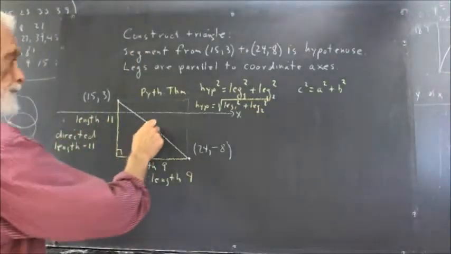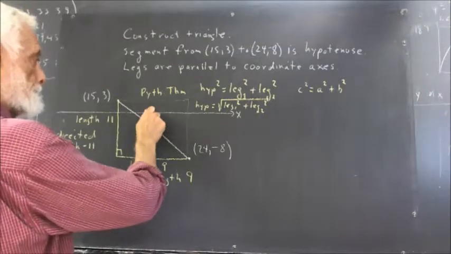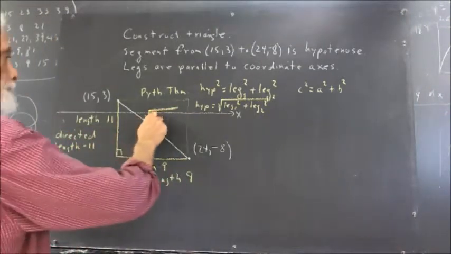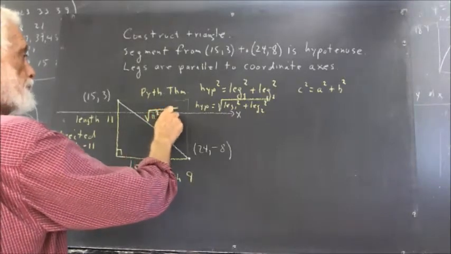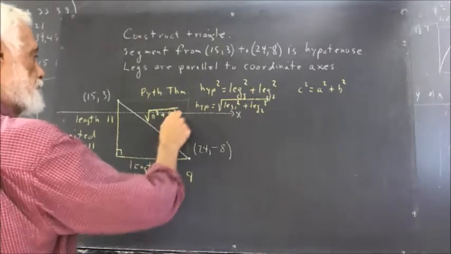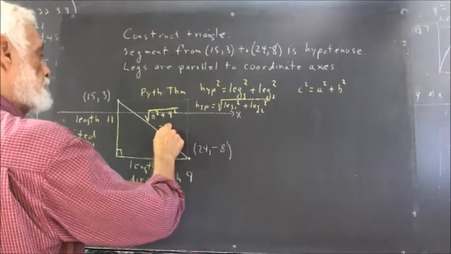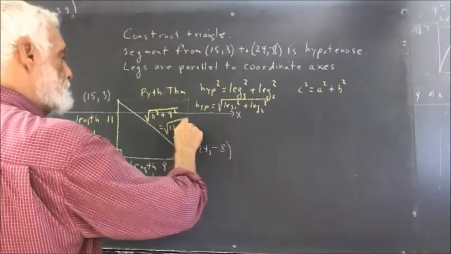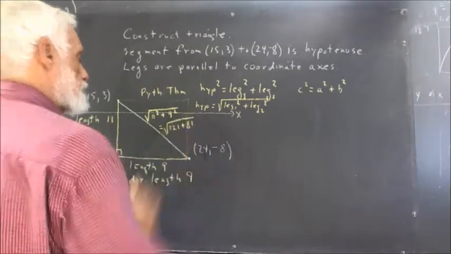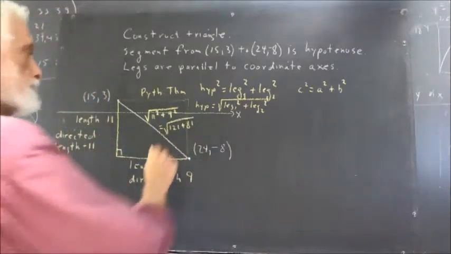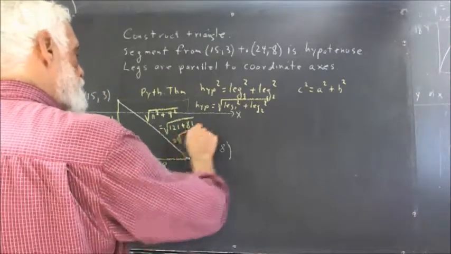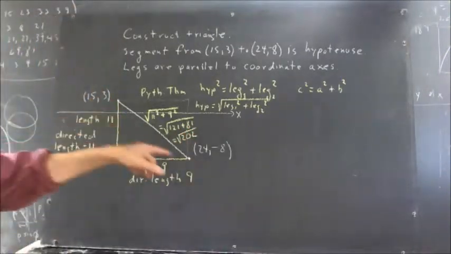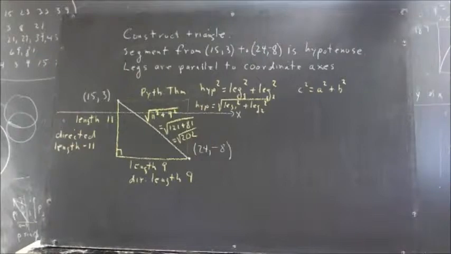So the hypotenuse here has length, what? The square root of 11 squared plus 9 squared. Now, 11 squared is 121, and 9 squared is 81, so we get the square root of 202. That's the length of the hypotenuse.